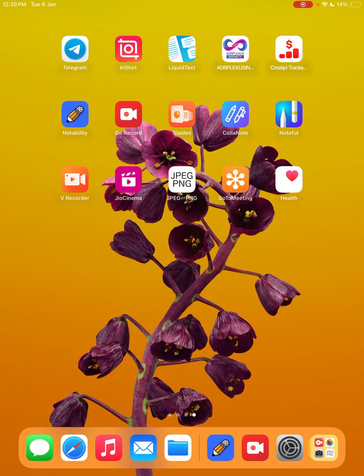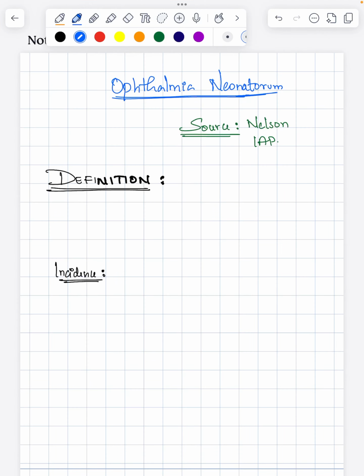Today let's discuss our very short topic, very important for undergraduate, postgraduate and all your competitive exams. You might get a question from this topic, that is Ophthalmia Neonatorum. I have taken this particular topic both from Nelson and also from the IAP article.